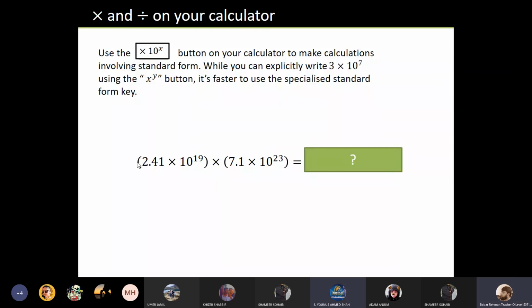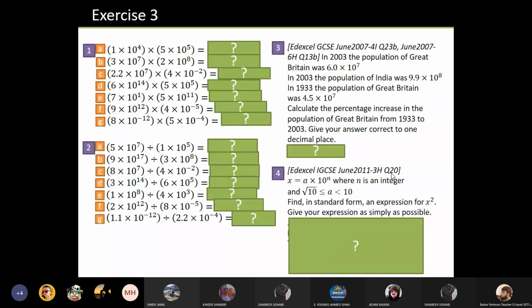I will make it 1.7. Then the power will be, since the number was bigger, the power will be increased by one. What is the final answer? 42 plus 1. What is that? 43. So it is 10 to the power of 43. Okay, very good. Next one.